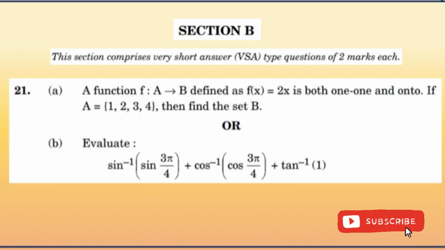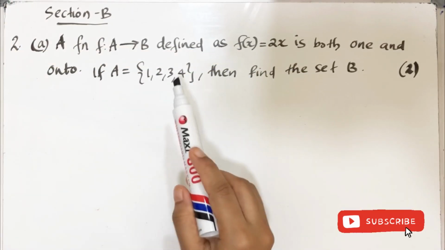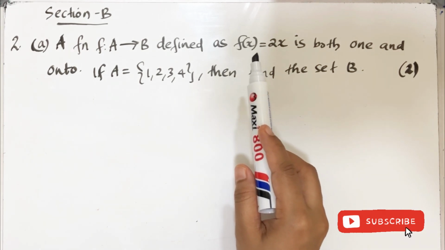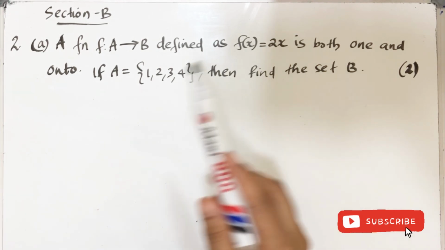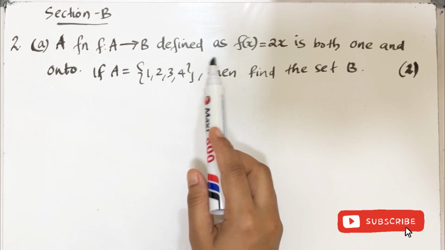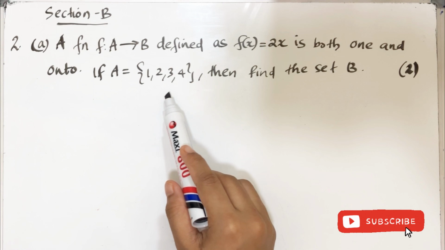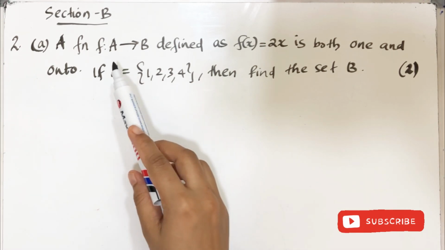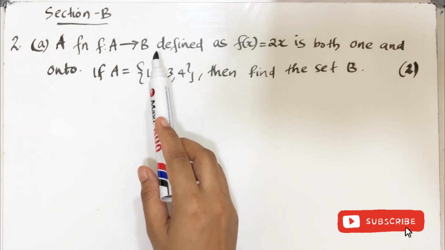Okay, see, we can see the first question. A function f from A to B defined as f of x is equal to 2x is both one-one and onto. Okay, a function is given, it is both one-one and onto. If A equal to the set 1, 2, 3, 4, then find the set B. Okay, what is A? A is the domain and B is the codomain.